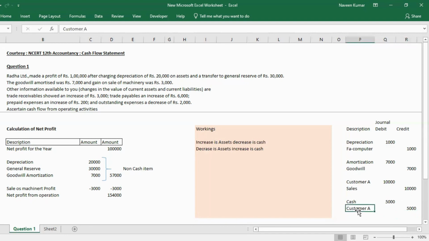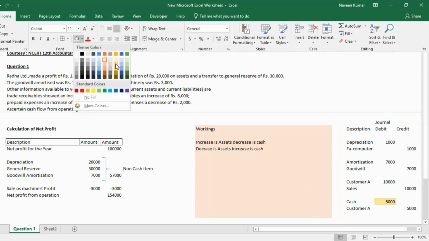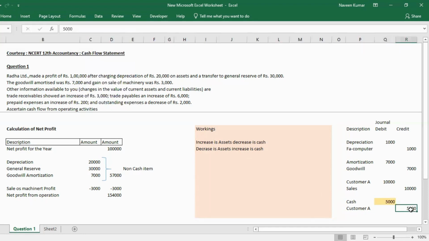Now this debtor, this trade receivable decrease, is a credit entry. So when there is a decrease in an asset, there is an increase in cash. So cash is coming in. You can see here, 5,000 cash is coming in and your asset is decreasing. So decrease in asset, increase in cash. Same thing: increase in assets, decrease in cash. That's how it is, vice versa. So trade receivable.